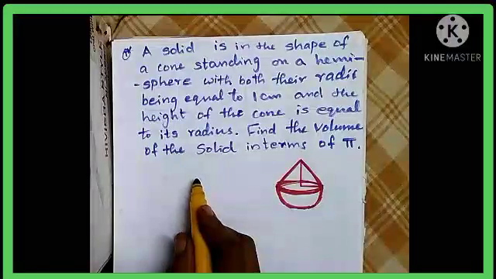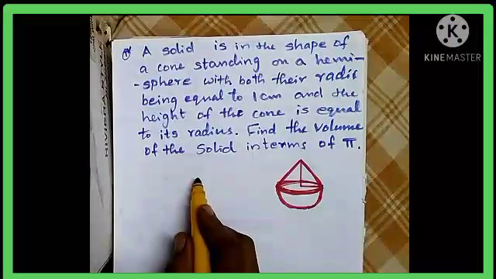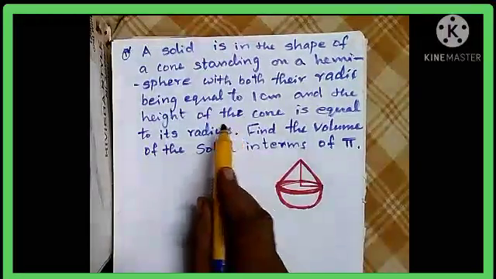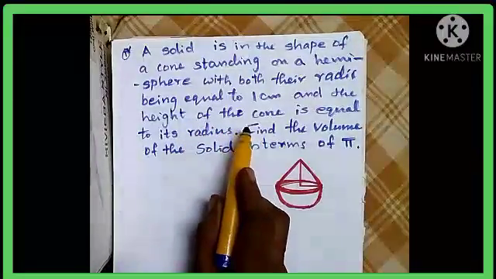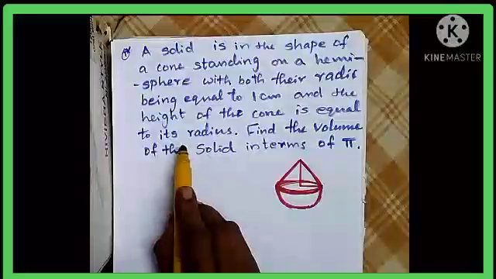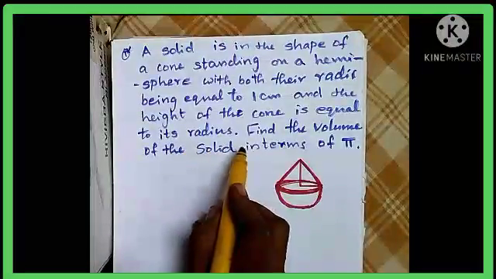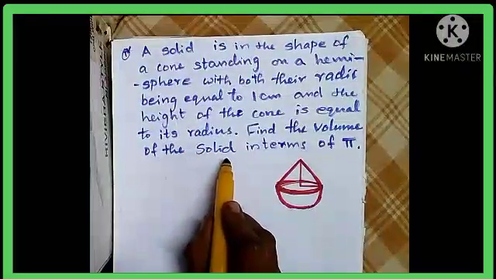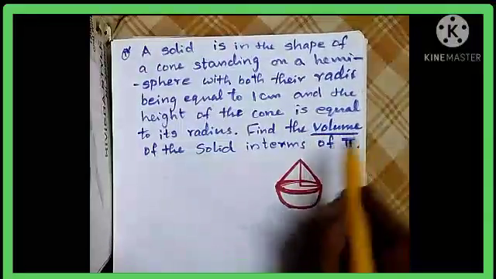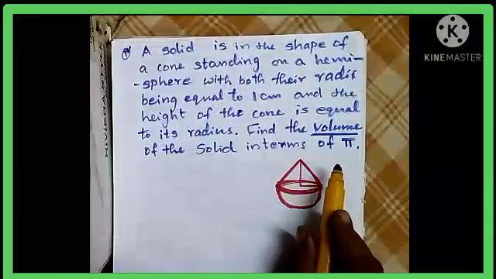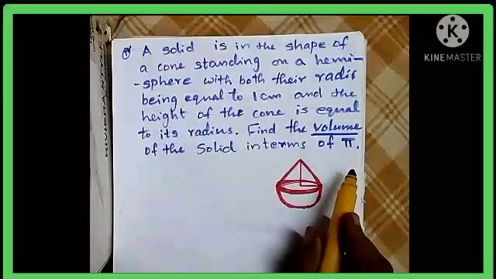A solid is in the shape of a cone standing on a hemisphere with both their radii being equal to 1 centimeter and the height of the cone is equal to its radius. Find the volume of the solid in terms of pi. So we need to find the volume of the solid in terms of pi. No need to substitute the value for pi.